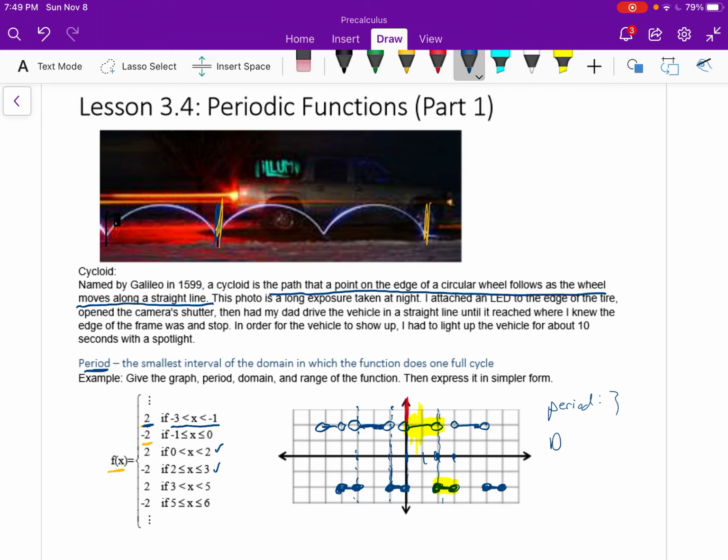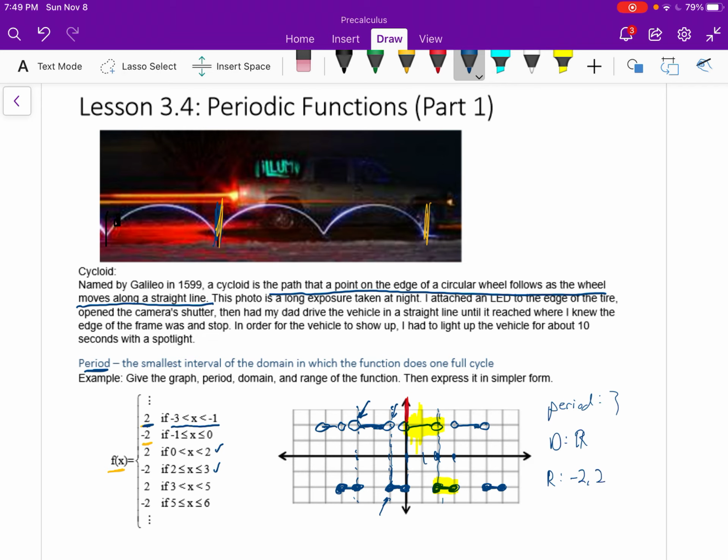Domain. Looks like it takes up all the real numbers. I know there's open circles up here, but those x values are used down here on the negative 2. So it's all real numbers. The range, what are the y values this gets to? Well, only negative 2 and 2.